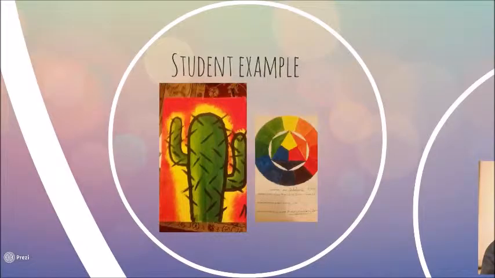These are some student examples of painting, and you can see on the left how the student has used line to create the outline and the spikes on the cactus, and then used color and blending to create what is seen around the cactus and inside the cactus.